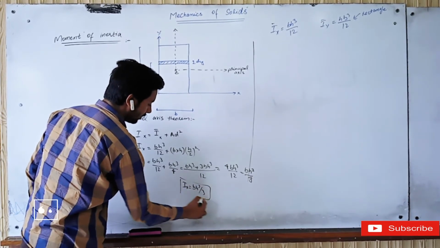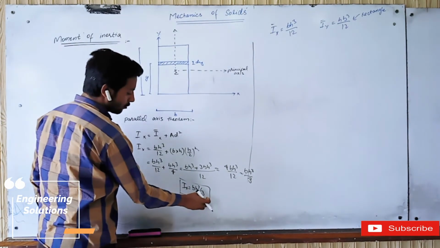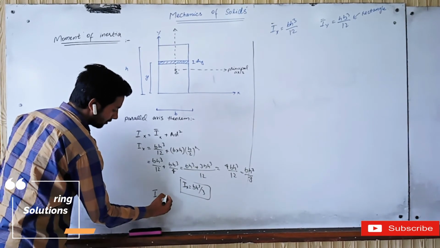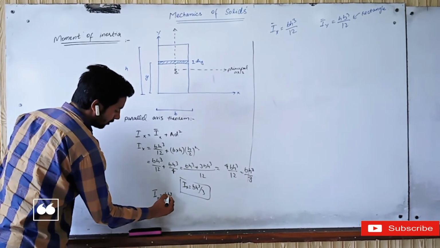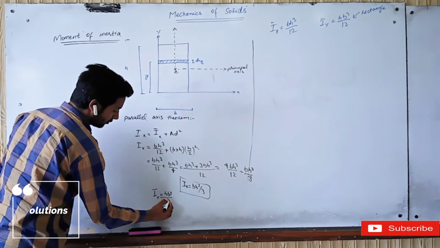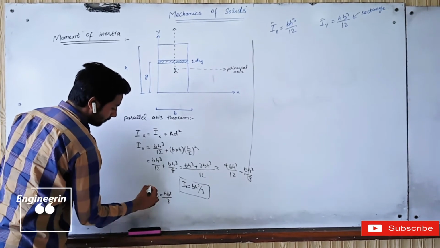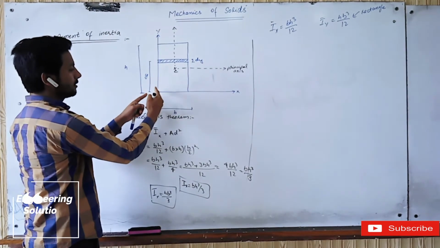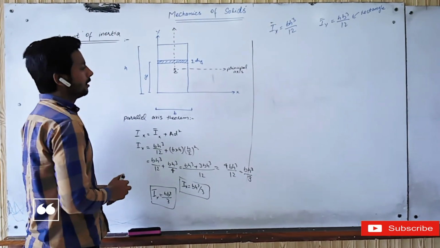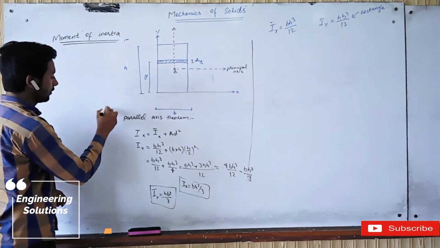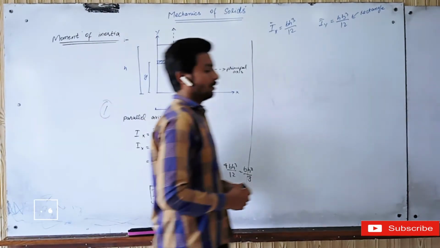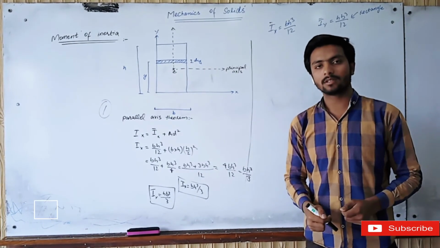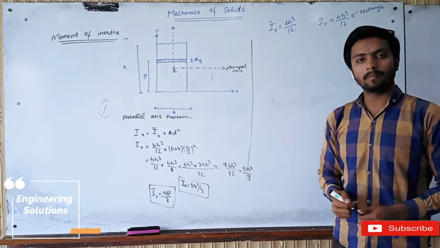So this is the moment of inertia about the x-axis, and it is equal to bh cube divided by 3. Similarly, if we calculate the moment of inertia about the y-axis, then it will be equal to hb cube divided by 3. It is the moment of inertia of the rectangle about this specified axis. This is the first method. We can also calculate the moment of inertia of this figure about the x-axis and y-axis by using the method of definition.